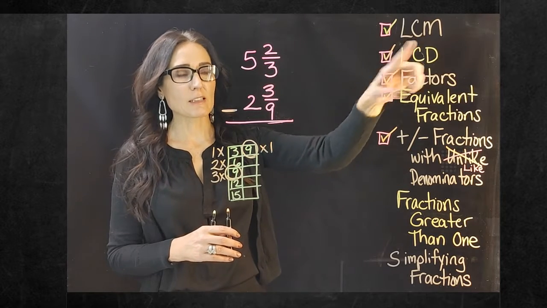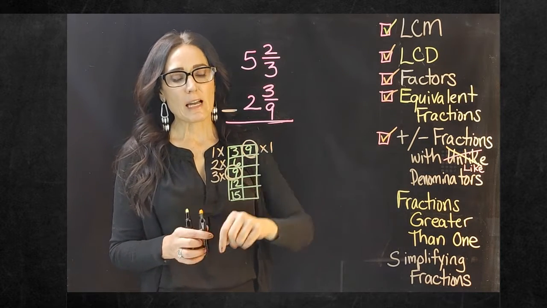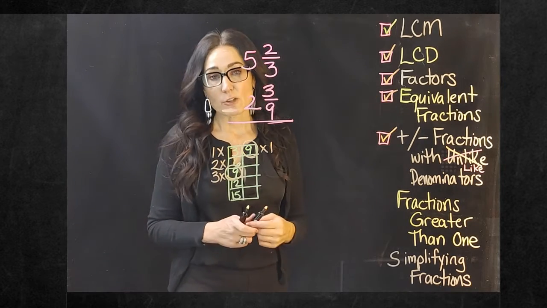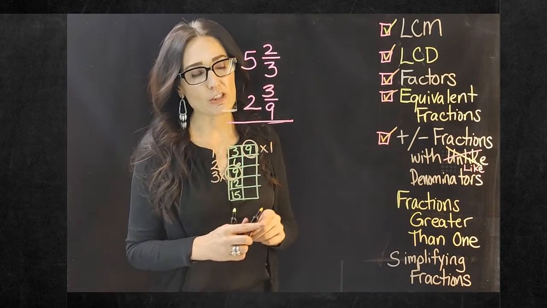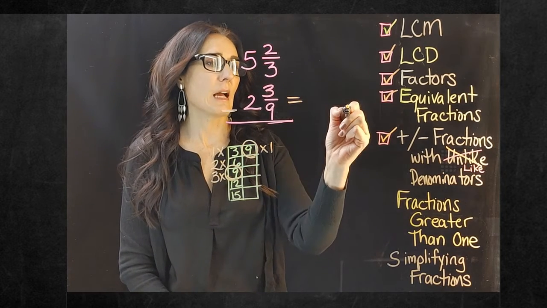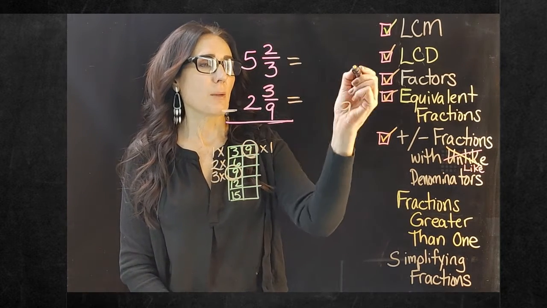We've already created our least common multiple. We've decided 9 is going to be our least common denominator. We actually are going to still do our factors and our equivalent fractions. So let's go ahead and start there. So we're going to use 9 as our least common denominator.